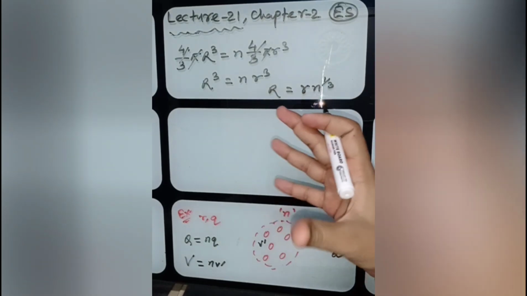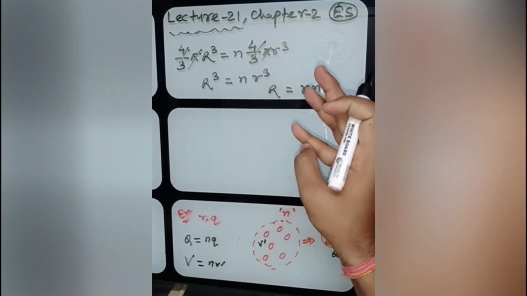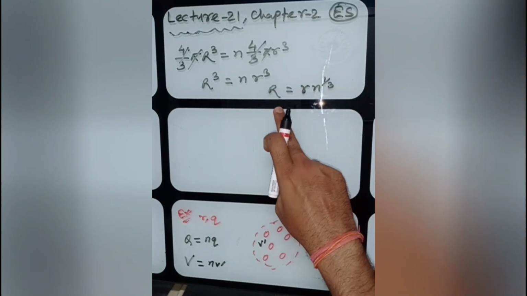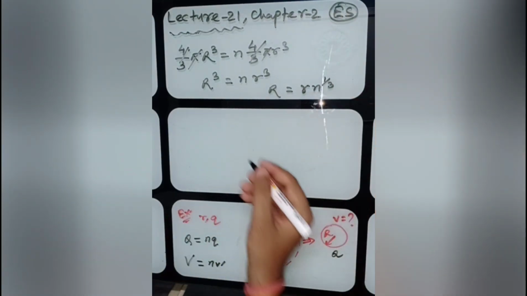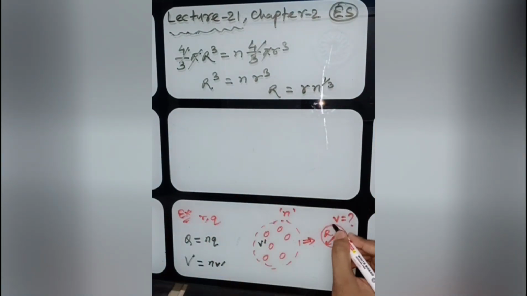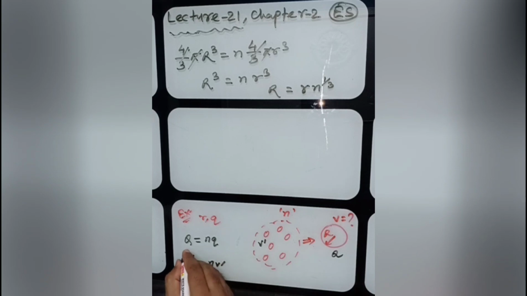Now we have to find the potential. We have the radius of the bigger drop. We have the charge of the bigger drop. So we can write the potential of the bigger drop as V. Remember, this is the potential V we have written here. Let me write the volume I'm representing by V bar, so that you will not get confused.